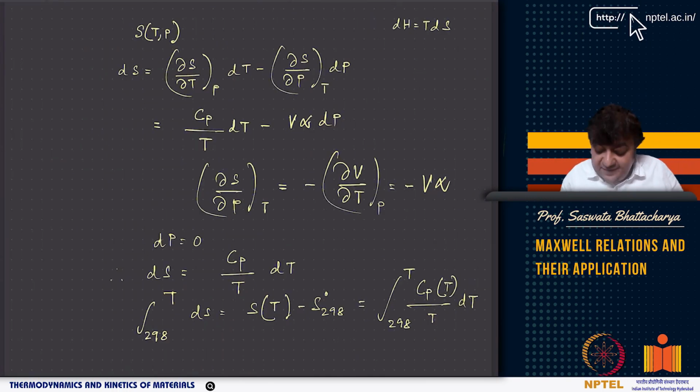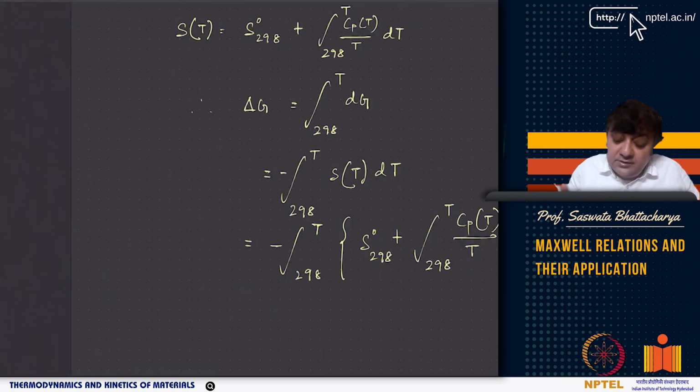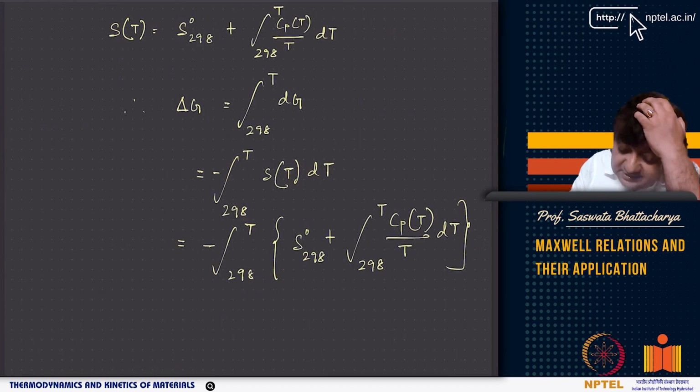Now you can see, you can find dS, which is Cp by T dT. You can now integrate. Why can you integrate? Because you know the S0 298 for magnesium oxide. So basically that gives you the integral of Cp by T dT from 298 to T. And Cp of T you already know. Once you know that, you get S of T, which is S0 298 plus this, and delta G is nothing but the integral of dG from 298 to T, and dG is nothing but minus S dT, and S of T is what you have obtained.